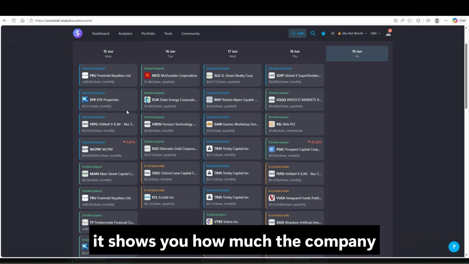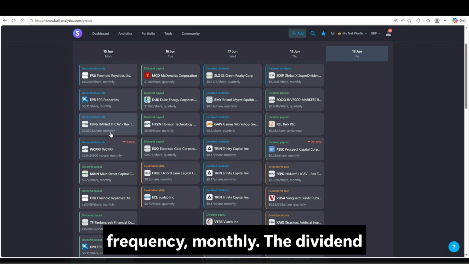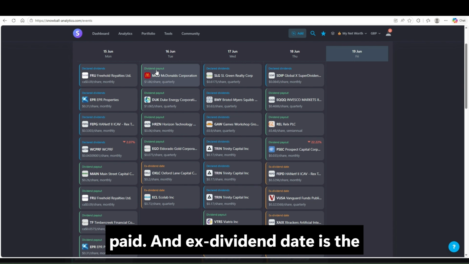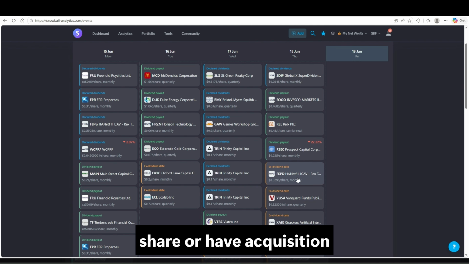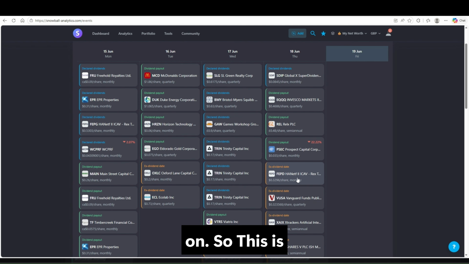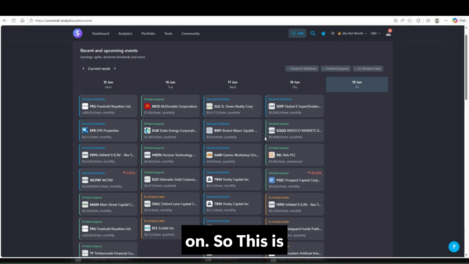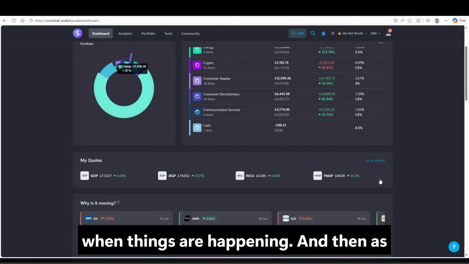In here, it shows you how much the company is going to pay per share, at the frequency monthly, the dividend payout, so how much you're going to get paid. The ex-dividend date is the date that you need to have bought the share or have acquisition of the share, so then you get paid later on. This is really nice, so you can see roughly when things are happening.